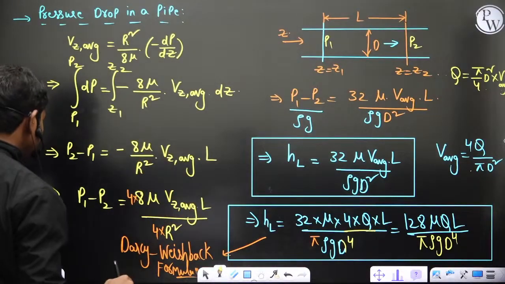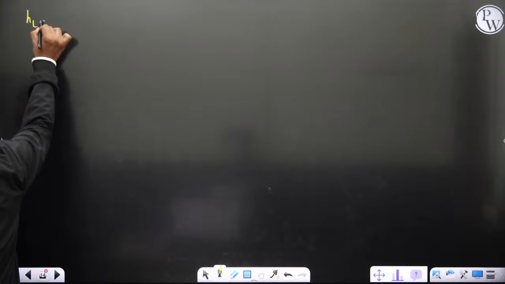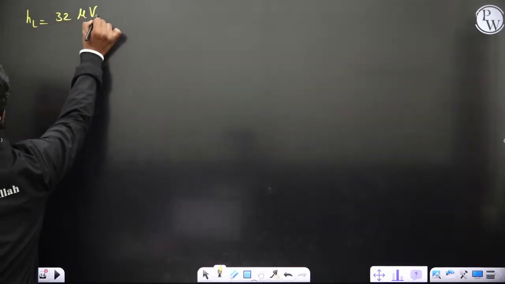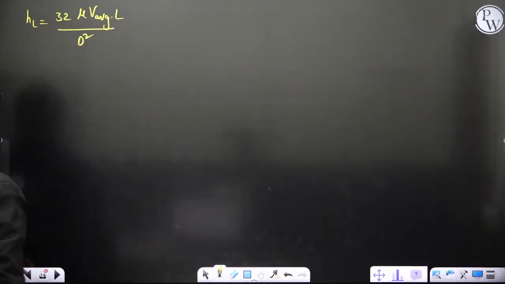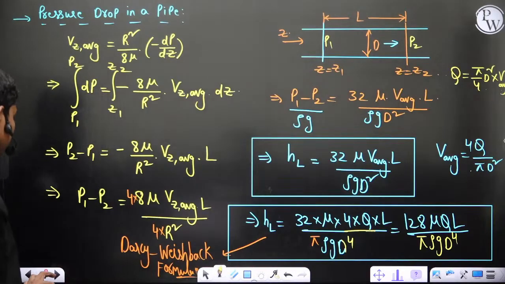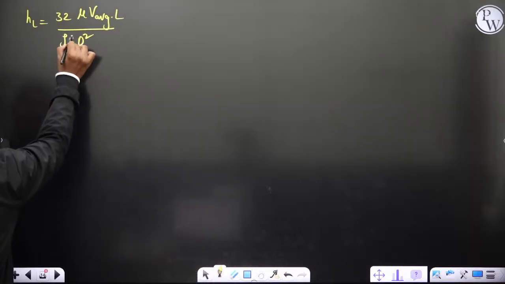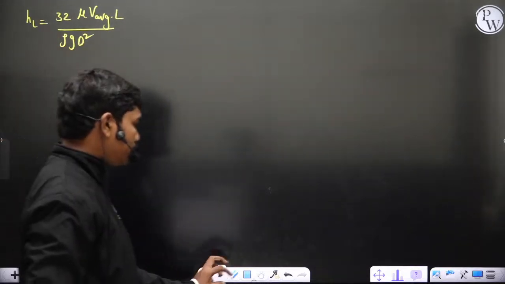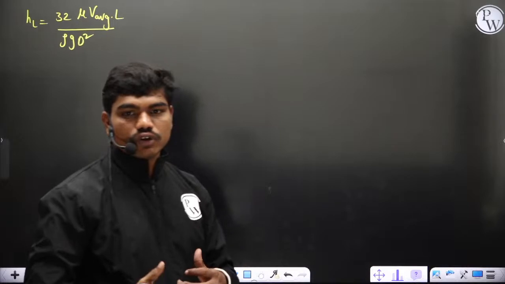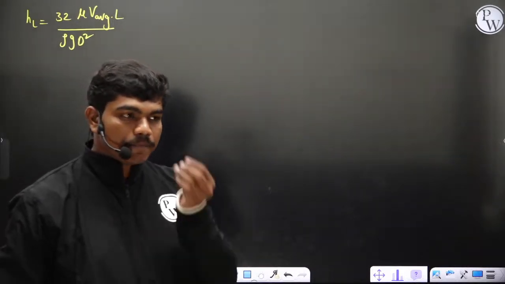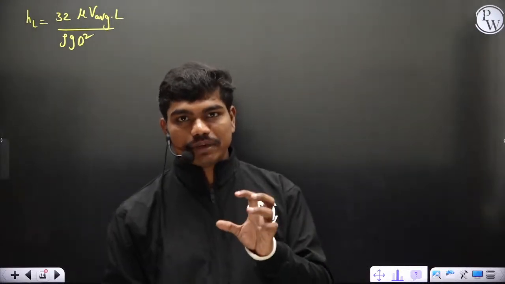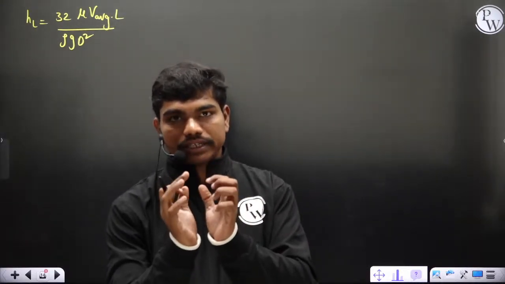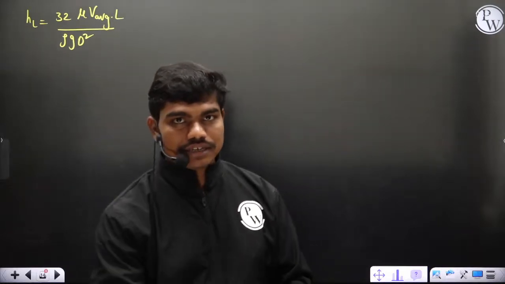Fine. Okay, so see here. This is head loss. You know, head loss is equal to 32 mu V average L by rho g d square. Rho g is also there. Then if you try to non-dimensionalize this, because you can see we still haven't reached dimensional analysis, but in dimensional analysis, having certain non-dimensional combinations is very important. We'll see why it's important and all.